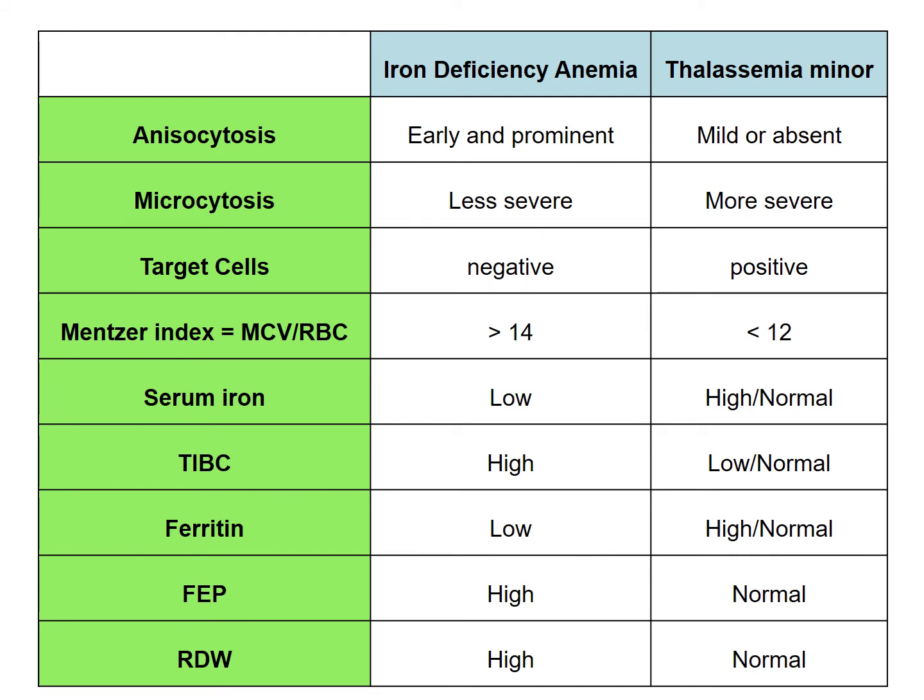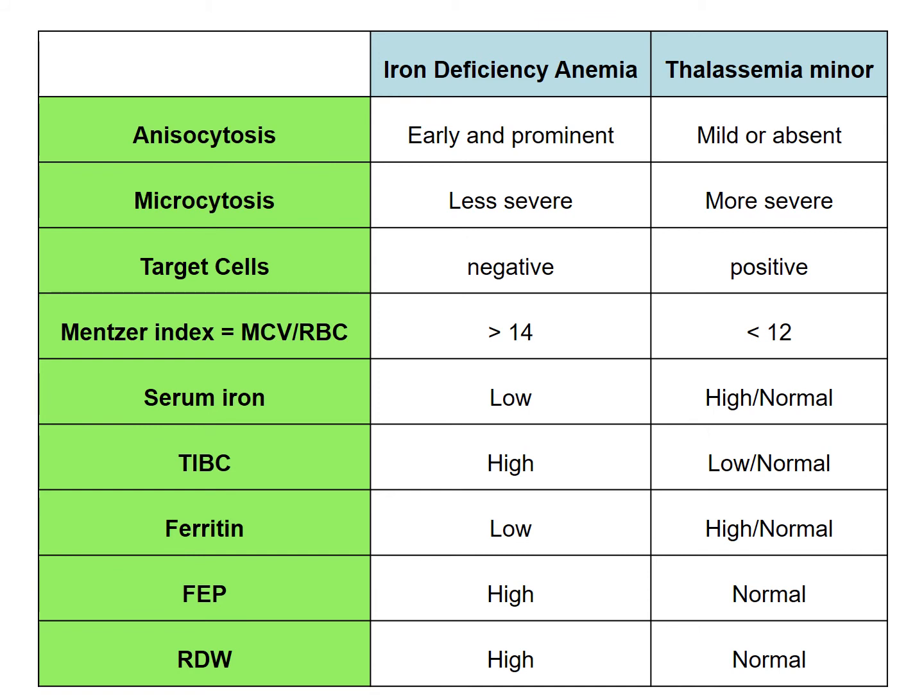If you look at the anisocytosis or the RDW, it's very early and prominent in iron deficiency, but it's mild or totally absent in thalassemia minor. That's why the RDW is high in iron deficiency and normal in thalassemia minor. Both have microcytosis, but the microcytosis in thalassemia minor is more severe than in iron deficiency. The target cells are usually present mainly in thalassemia rather than in iron deficiency anemia.